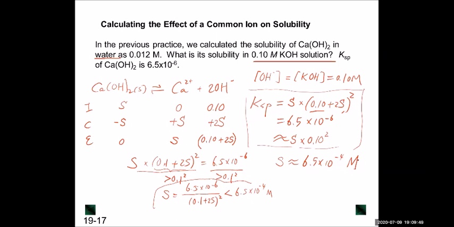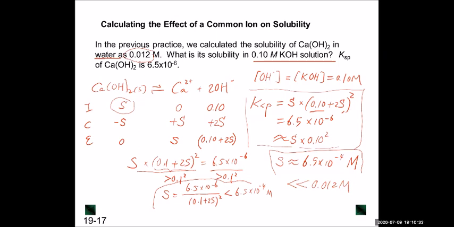So keep in mind, the S that we find and solve is the molar solubility. But this is the new molar solubility when there's a common ion. The compound dissociates and produces ions, and the solution already has a high concentration of this ion. And you can see the result. This solubility is much, much smaller than in pure water, 0.012 M. That is the solubility in pure water.